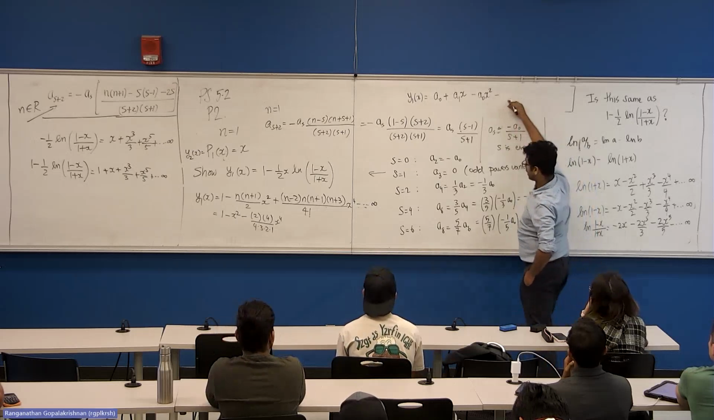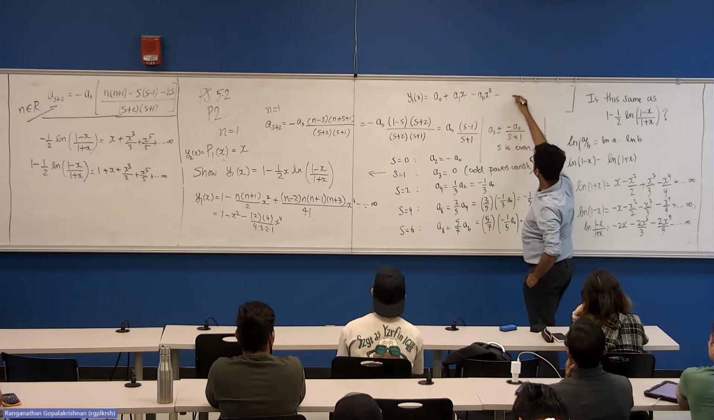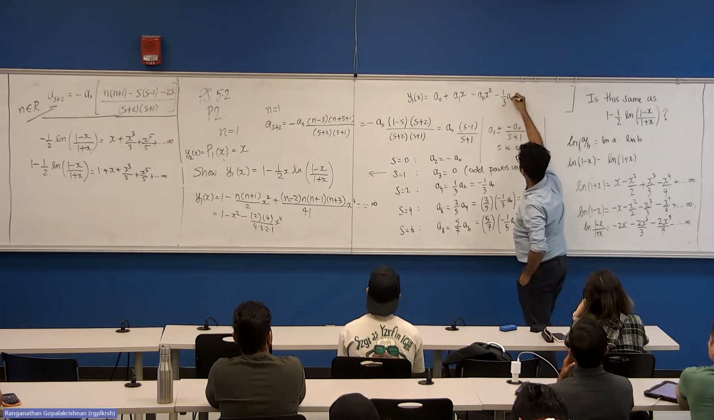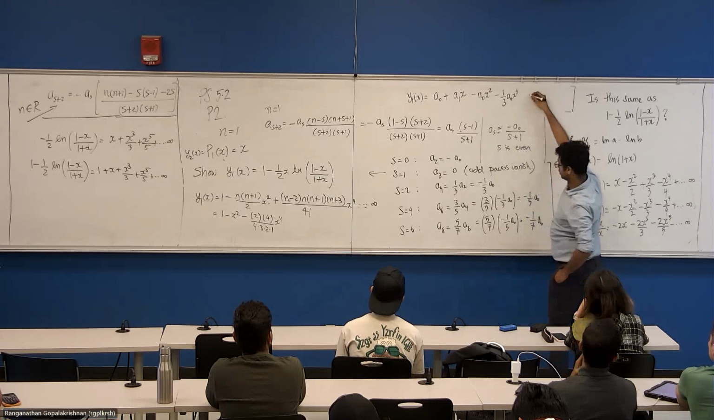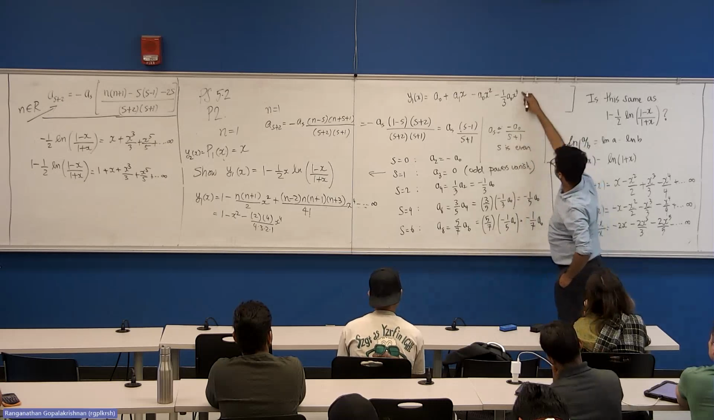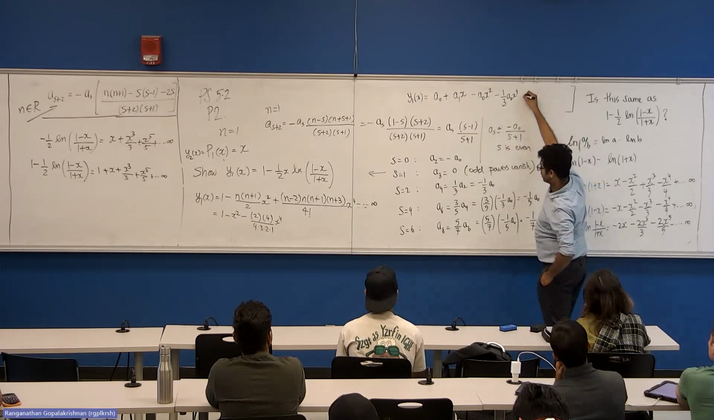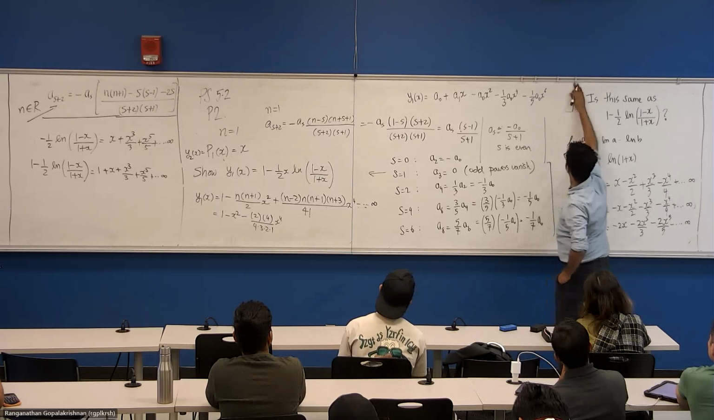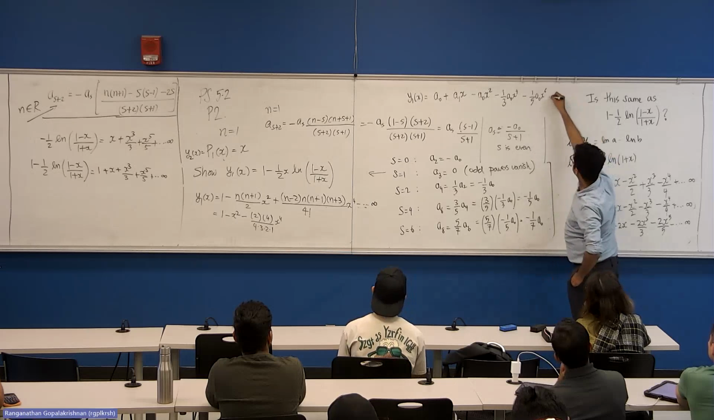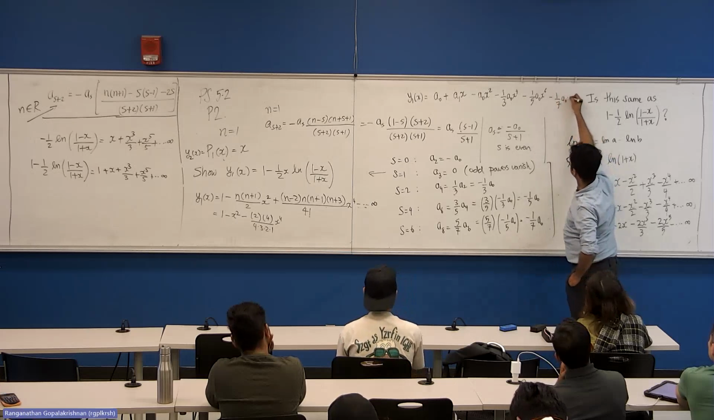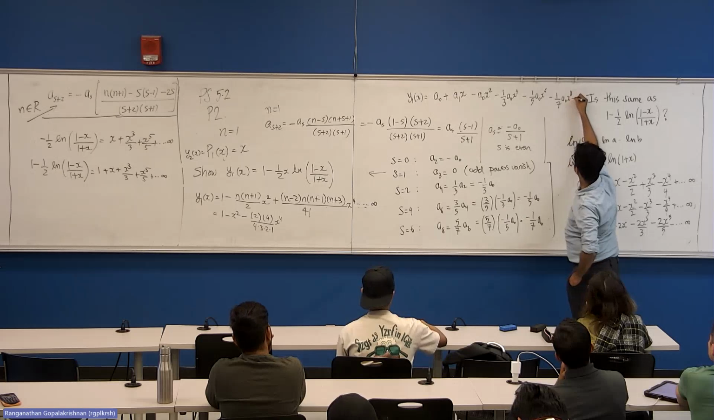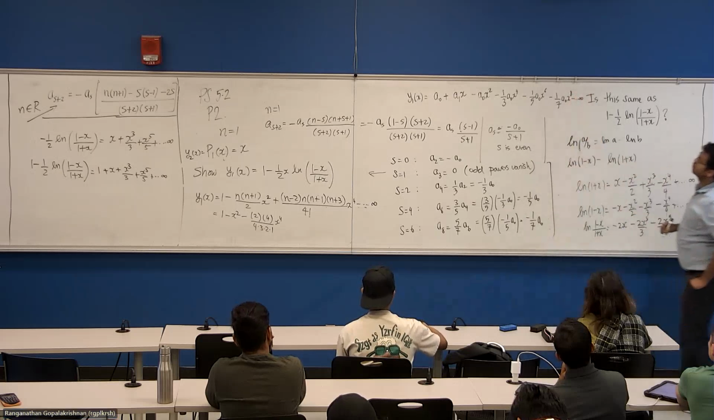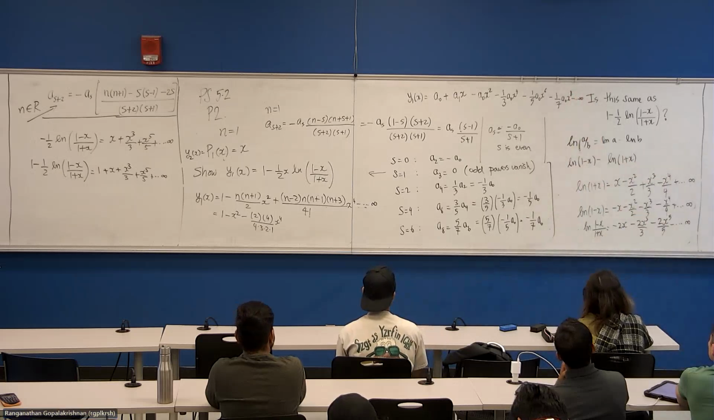And then I'll have a4, which is minus 1/3 a naught x to the fourth, minus 1/5 a naught x to the sixth, minus 1/7 a naught x to the eighth, and so on. Is this the same as this function? That is what we are asking.